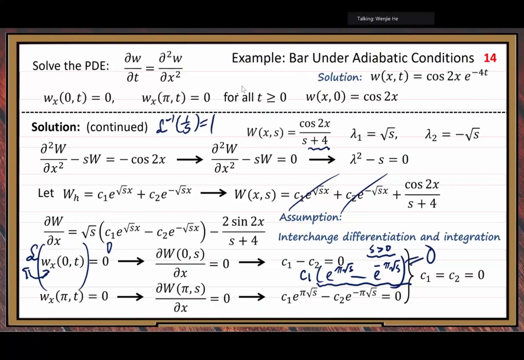Then you check the boundary conditions. The partial derivative with respect to x gives you 2 times negative sine 2x, and at these 2 points, both are 0. Sine 2 pi is 0, sine 0 is also 0. So the boundary condition is satisfied. Then the initial condition, when t equals 0, you have cosine of 2x. So all the conditions are satisfied, and that's the solution.